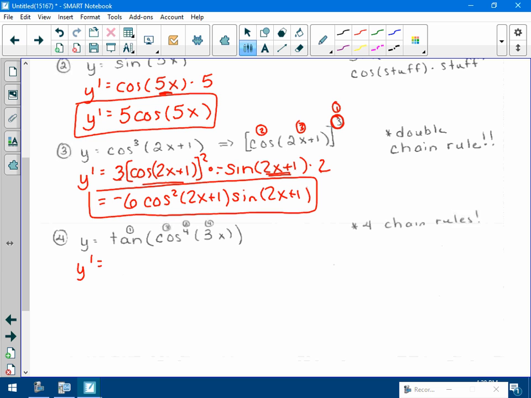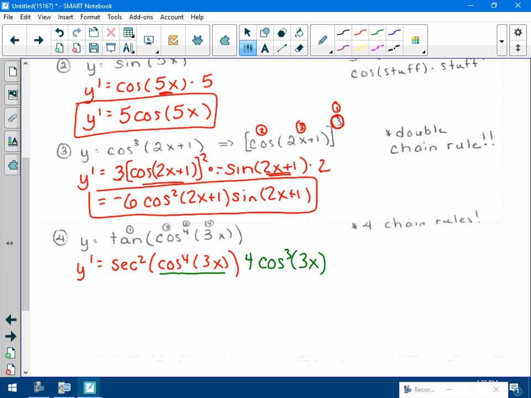The outermost function is tangent. The derivative of tangent is always secant squared. So that turns to secant squared of that stuff. But now I got to take the derivative of that stuff, which is really cosine 3x to the fourth. So that's power rule. 4 comes out front. Now it's cosine to the third power of this stuff.